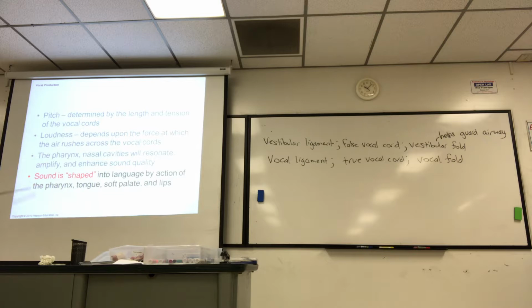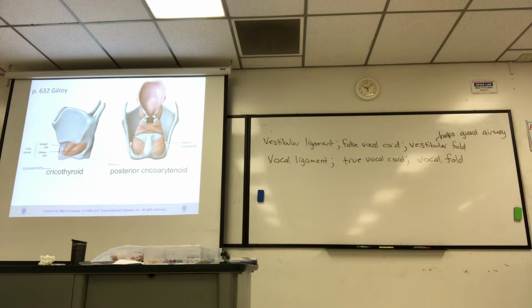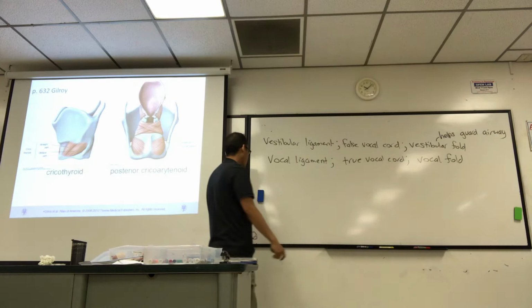Well, sound is shaped by the action of the soft palate, lungs, and where I'm going with this is, there's a couple of muscles I want you to know. There's a lot of laryngeal muscles. I'll just give you two to know, one on the front, one on the back. Because they can help move the vocal cords, tense the vocal cords, and contribute to that.